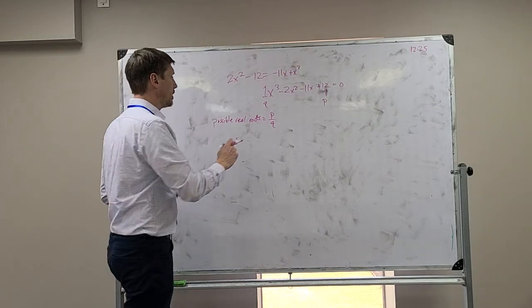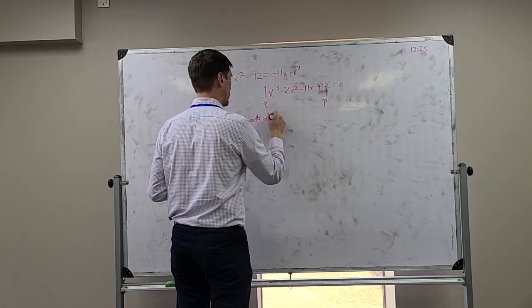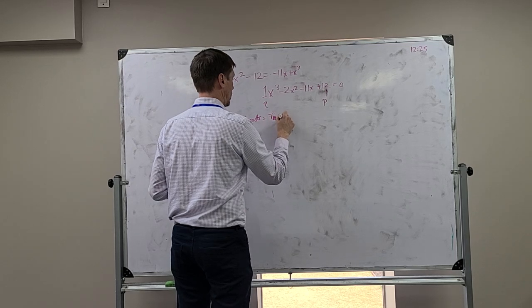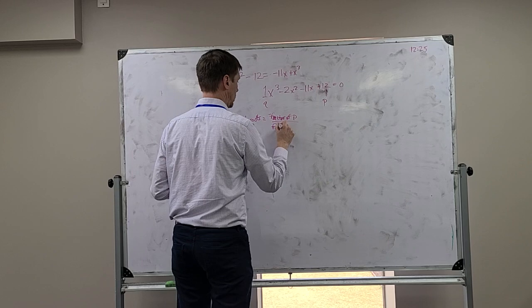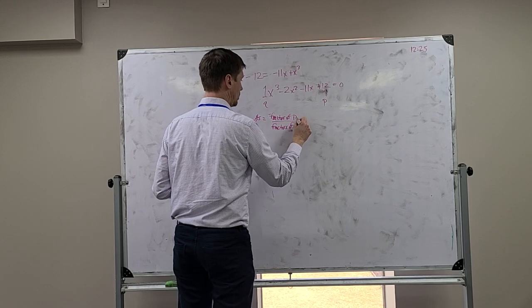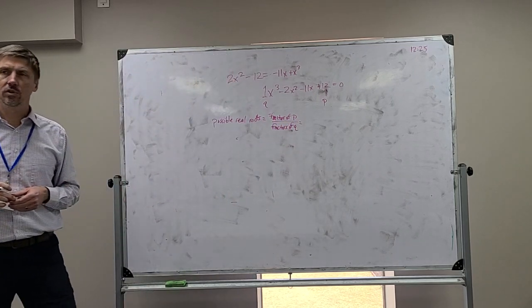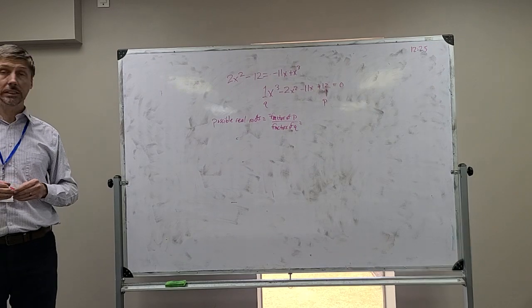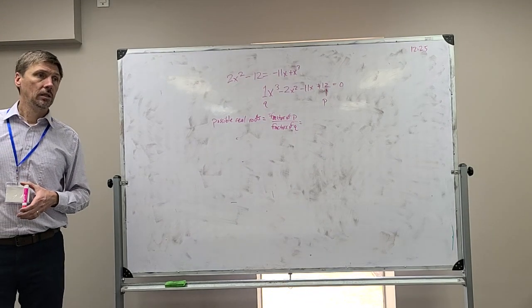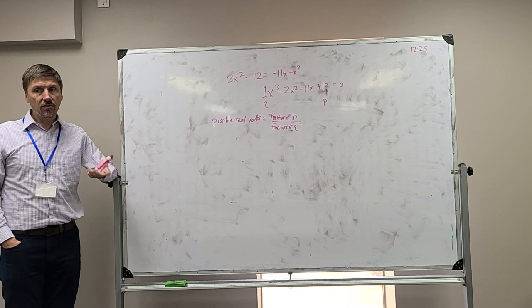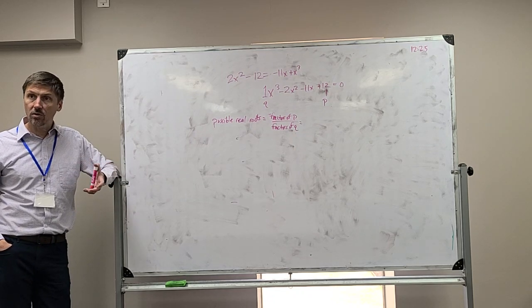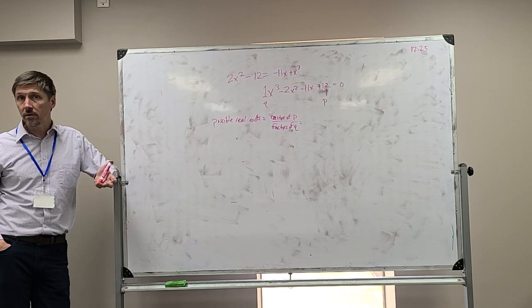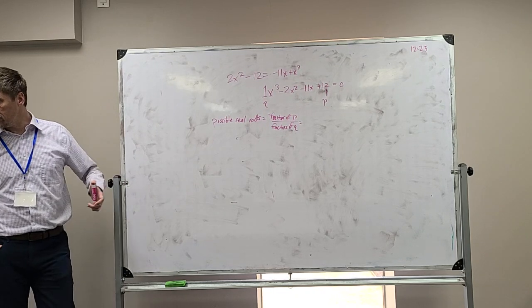So let me write it like this, actually: factors of p over factors of q. What are my factors of p? 3, 4, 6, 2. 3 times 4 is a factor. 6 times 2 is a factor. 1 times 12 is a factor.